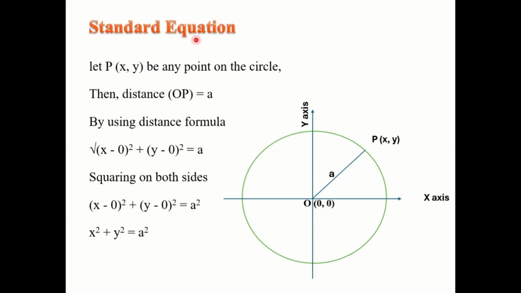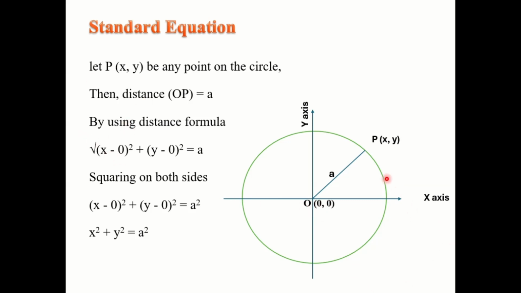Now the standard equation of circle. Standard equation of circle means the equation of a circle whose center is at the origin. Origin means what? The intersection of the x-axis and y-axis. That we call the origin, and the coordinates of the origin are always 0, 0. See, this is the circle whose center is at the origin, where the x-axis and y-axis intersect at the point O, which we call the origin, whose coordinates are 0, 0.